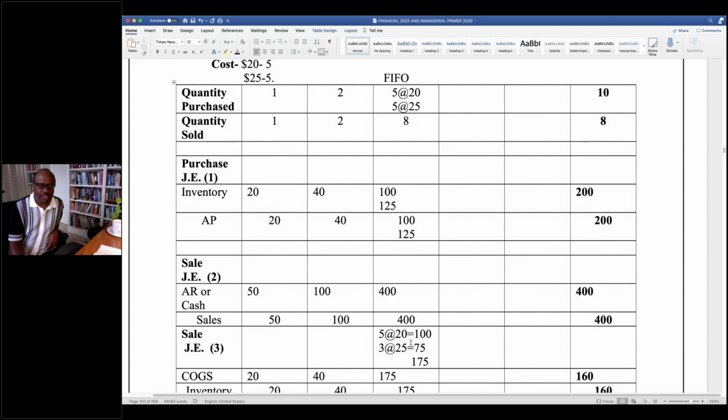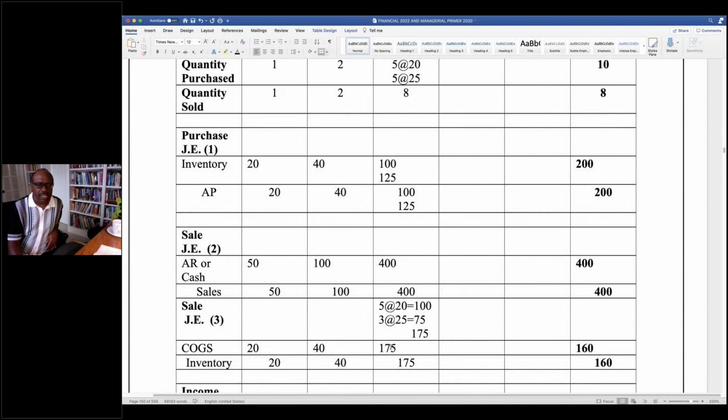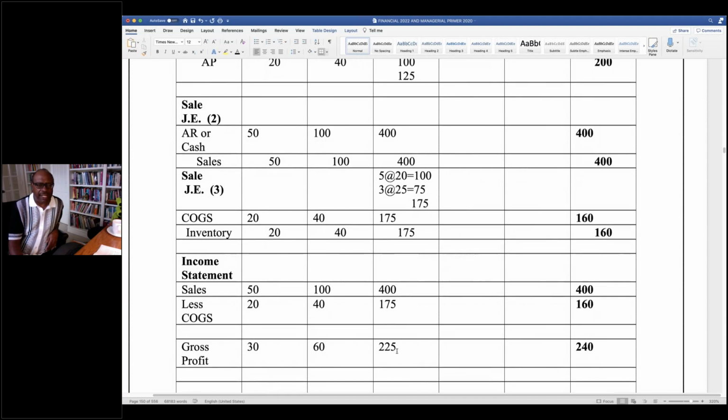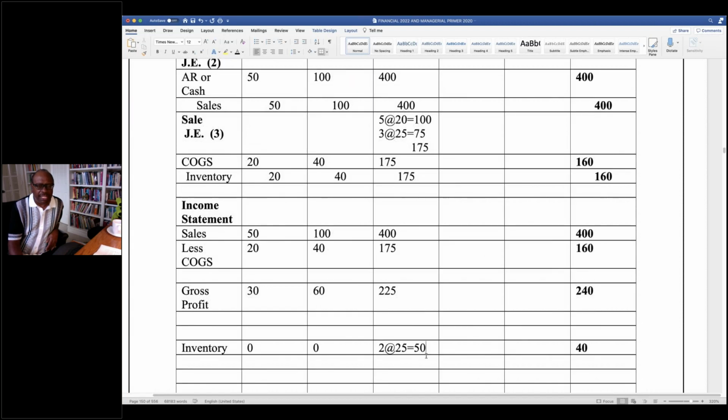So our total cost is 175. We bring the 175 down to this journal entry, and whatever's in that journal entry is going to come onto the income statement because it will be posted to a T account. So 400 less 175 gives us a gross profit of 225, and inventory is 50.